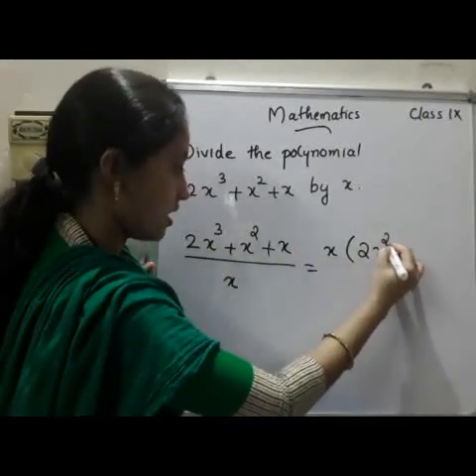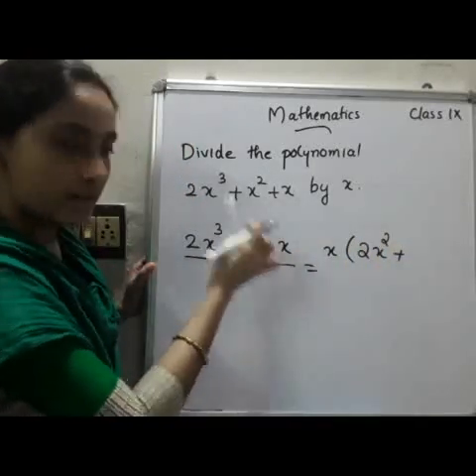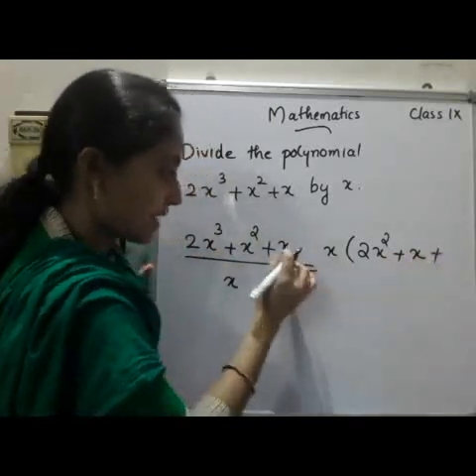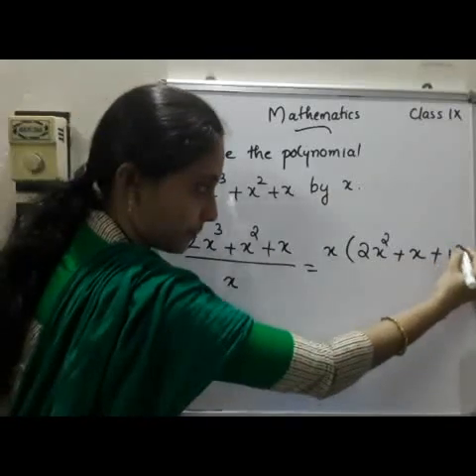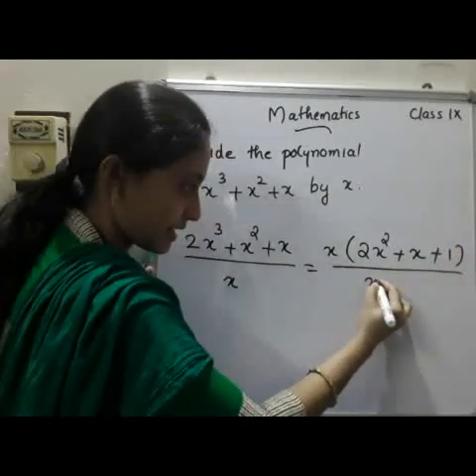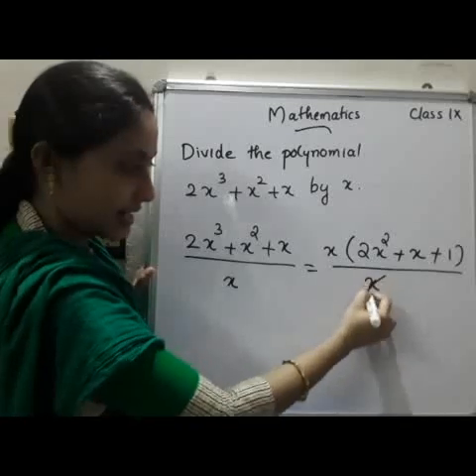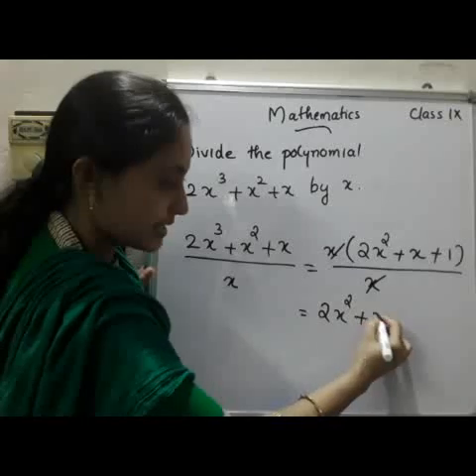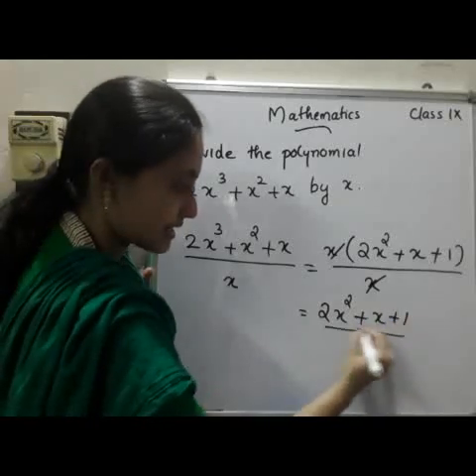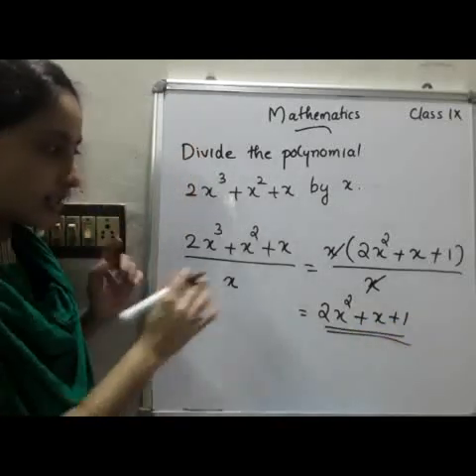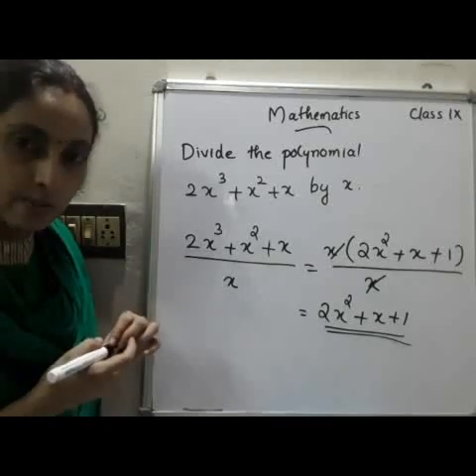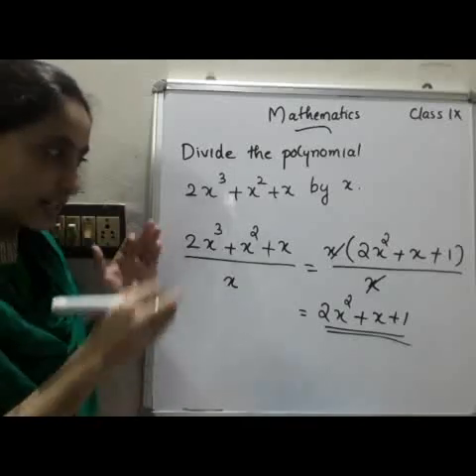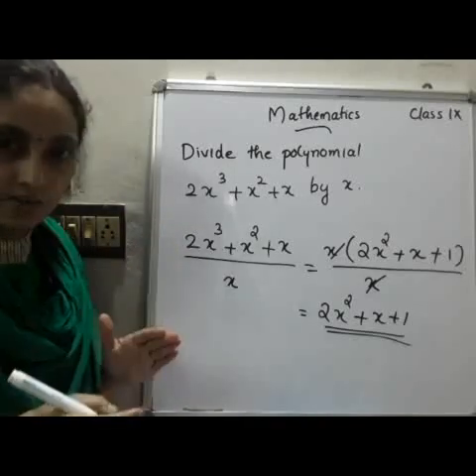What is remaining here? 2x square plus x. From x square, we take x, so remaining is x. Plus x divided by x is 1. Then divided by x, x and x cancel. What is remaining? 2x square plus x plus 1. This is the answer. This we already did in the 8th standard. Do you remember the chapter factorization? That is taking the common factor outside, then dividing. That is the first method.